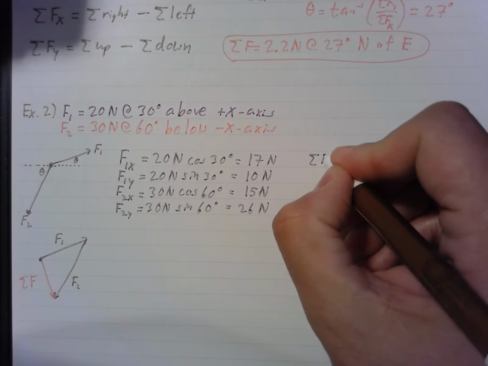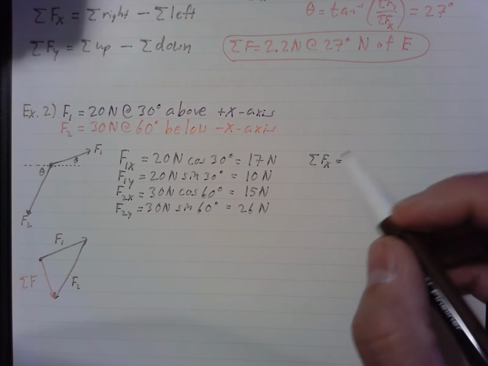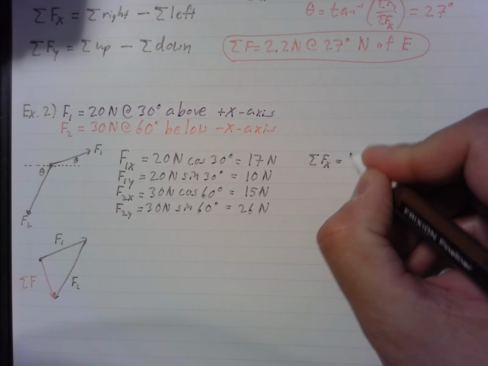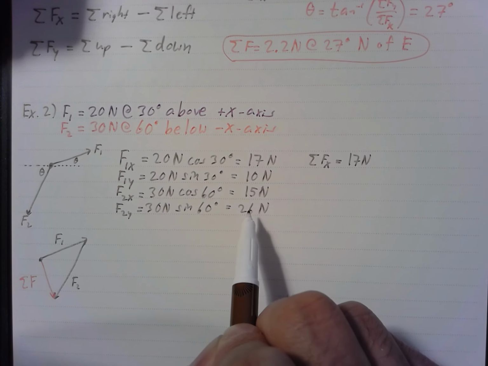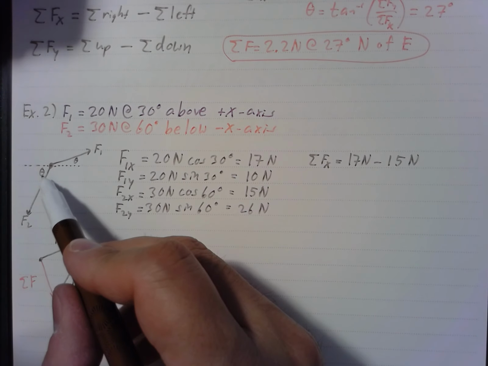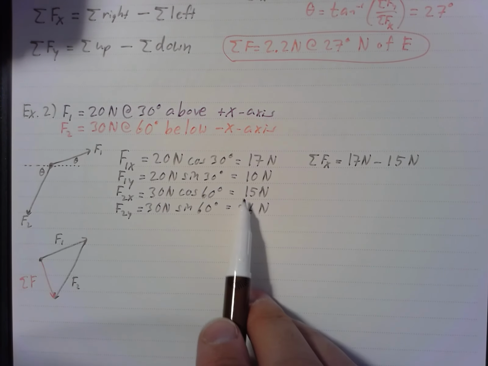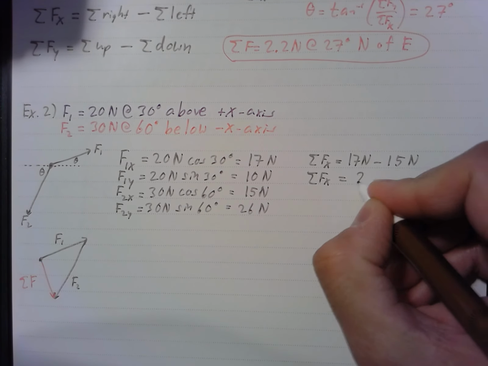So the net force in the x direction. Here's where I have to be a little clever and do the same thing I did in the simple example. Right and up are positive, down and left are negative. And so for my net force, I'm going to do 17, because F1 is in the positive x direction, and I'm going to do 17 minus 15, because F2 is in the negative x and negative y direction, so 15 newtons is a negative force according to my scheme here. So the net force in the x direction is positive 2 newtons.